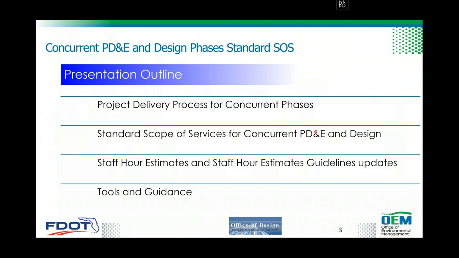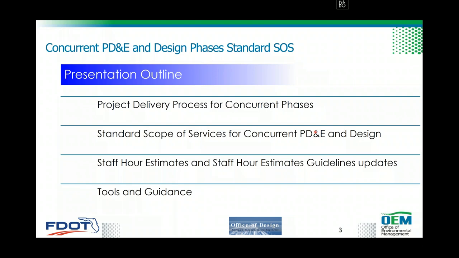Outline of the training today, we're going to start with talking more about a project delivery process for concurrent phases, and the concurrent phases are design and PD&E. Then we're going to be jumping on how we created the standard scope of services for concurrent PD&E design, hoping that if you understand how we create the standard scope of services for these concurrent phases, you will be able to develop a scope of services for your project which has both phases combined.